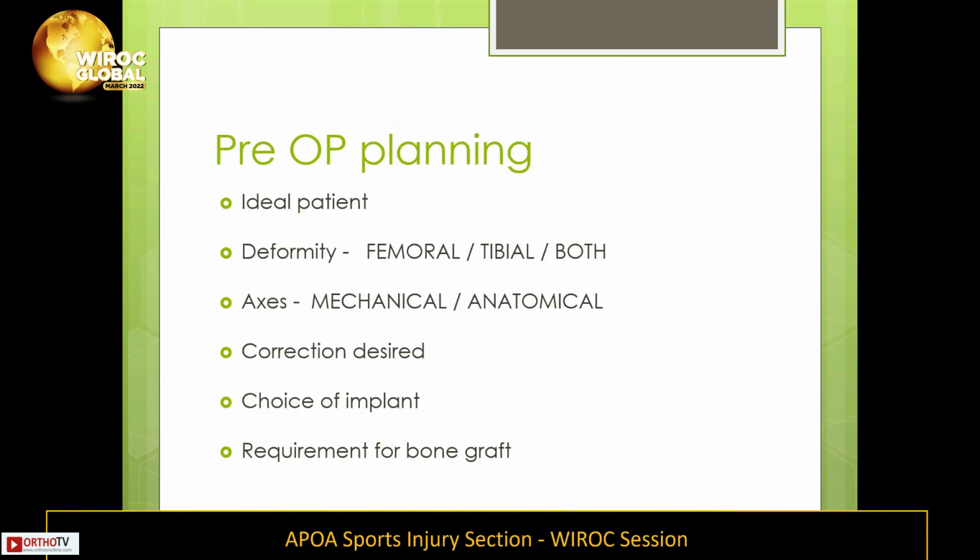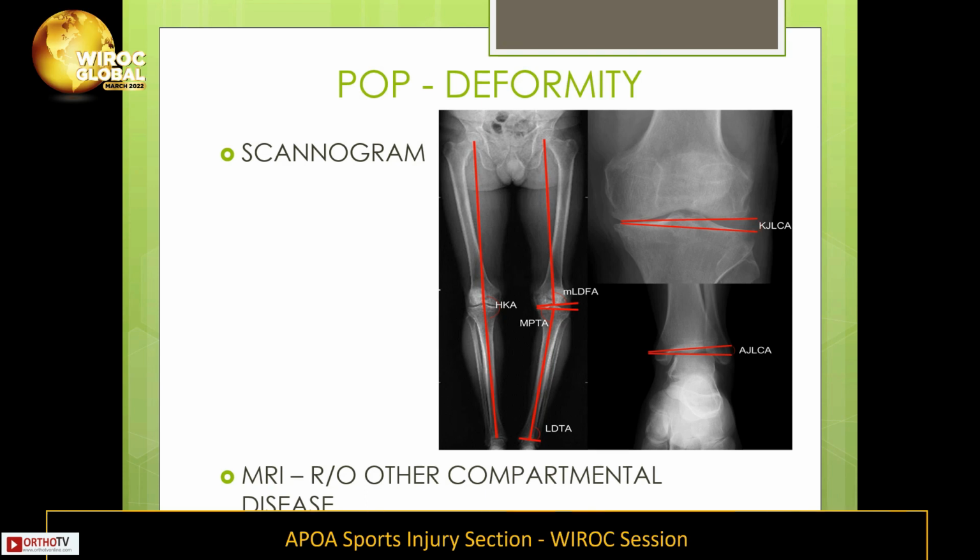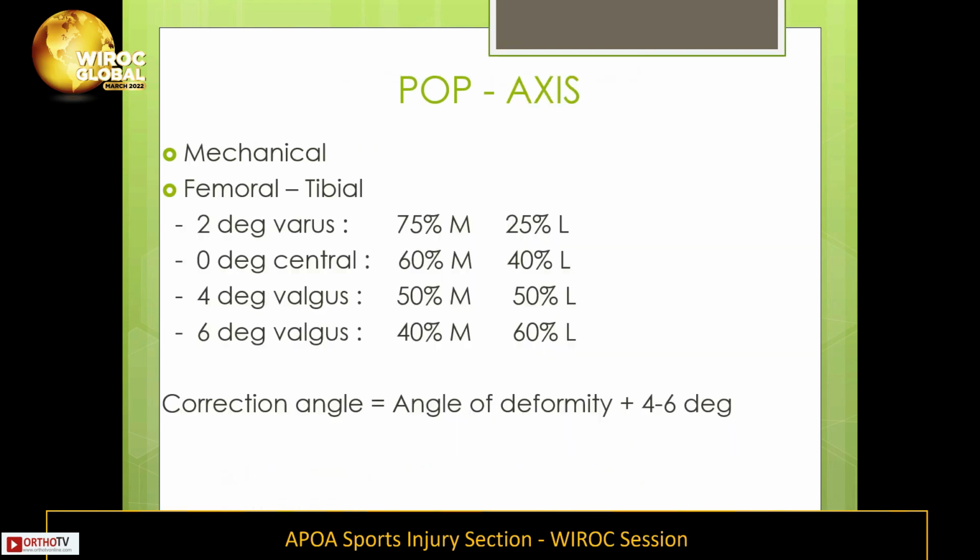So for any surgery, we know our pre-operative planning is very important. We have talked about the ideal patient. We know how to calculate the deformities, either at the level of femur, tibia or both. We want to measure the deformities with the help of mechanical and anatomical axis, what amount of correction is required, what kind of implant to be used, and whether a bone graft is required or not. First, looking for the deformity, we can measure it with what is known as a scanogram. It is a weight bearing radiograph from hip to ankle that shows the deviation from normal axes. We can go for MRI to rule out other compartmental disease or associated ligament malfunctions.